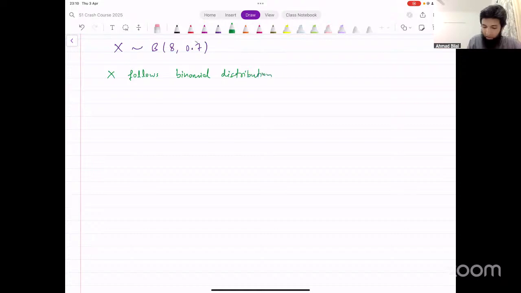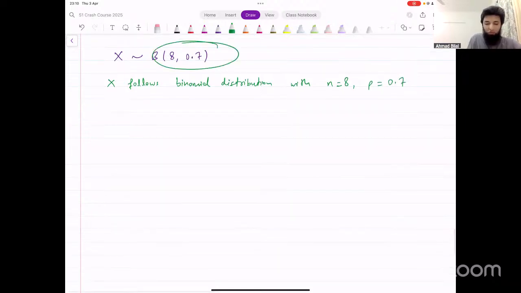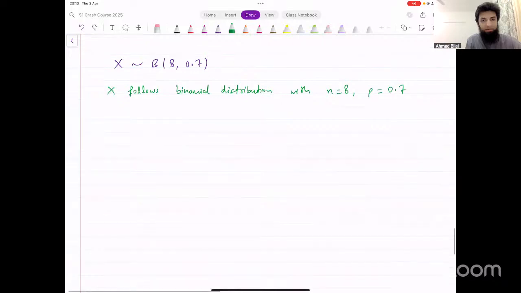Now, what about these numbers that we have written here? It follows binomial distribution with N equal to 8 and P equal to 0.7. So whenever you have two numbers written in brackets like this, for a binomial distribution, the first number always represents N and the second number always represents P. This is a convention. You need to remember this. It's always written like this. So whenever they use this notation, you should be able to interpret what they mean by this.